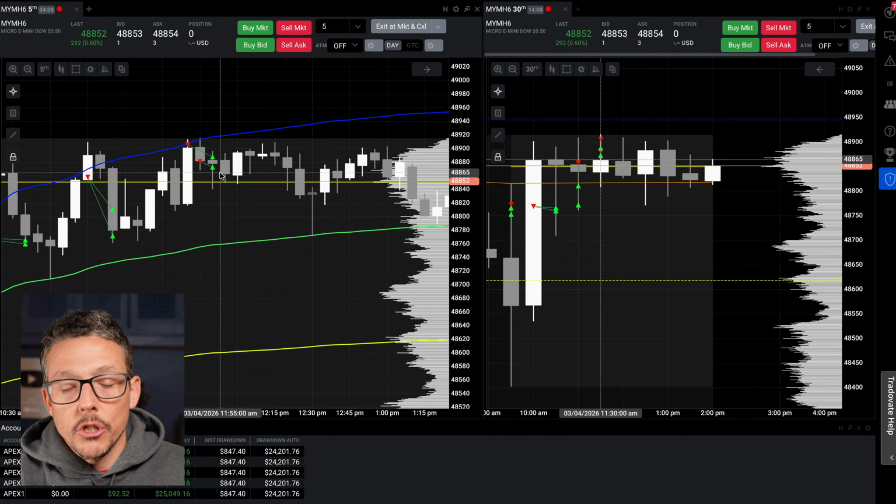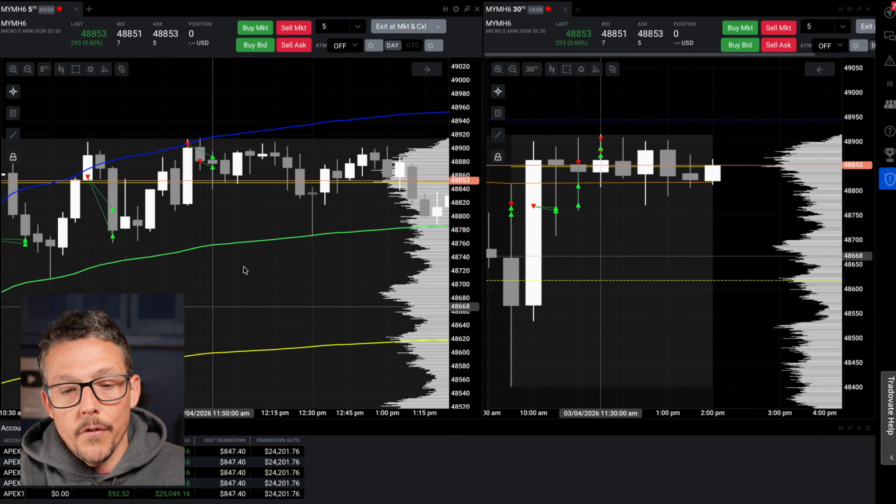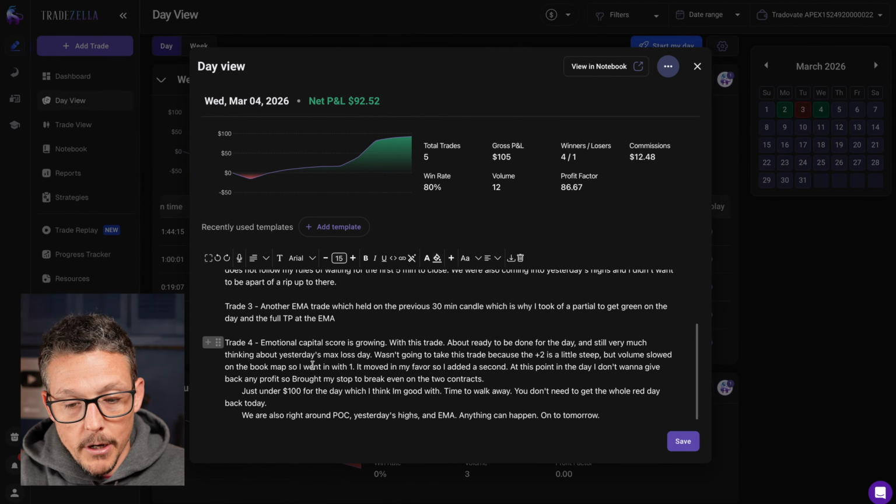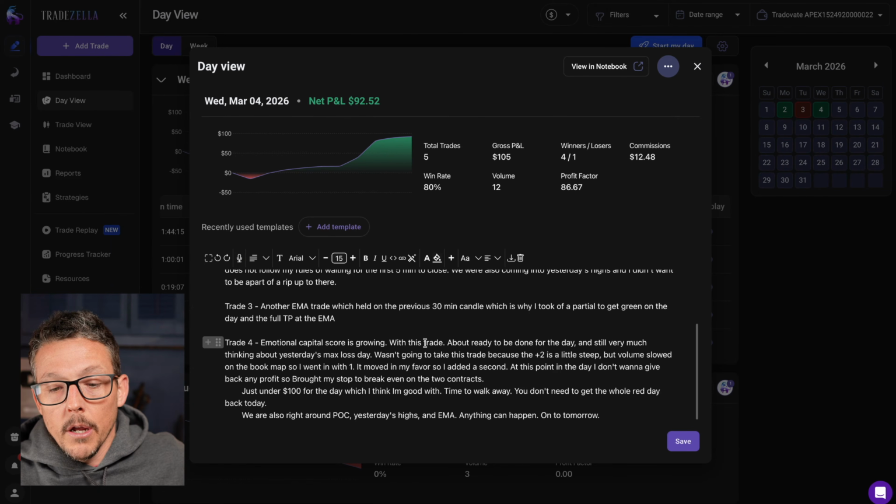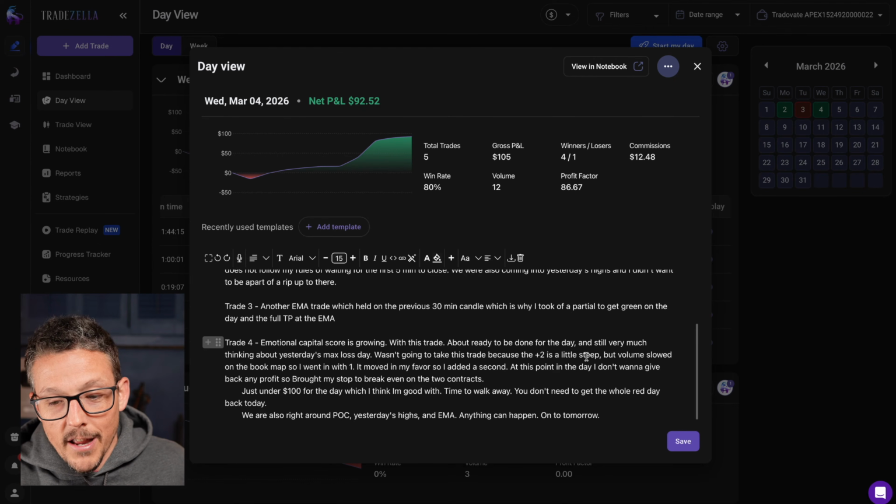Getting these off got me just under $100. I'm at $92 for the day. That's what I did there. Let me just make sure. Emotional capital score growing with this trade, ready to be done for the day.